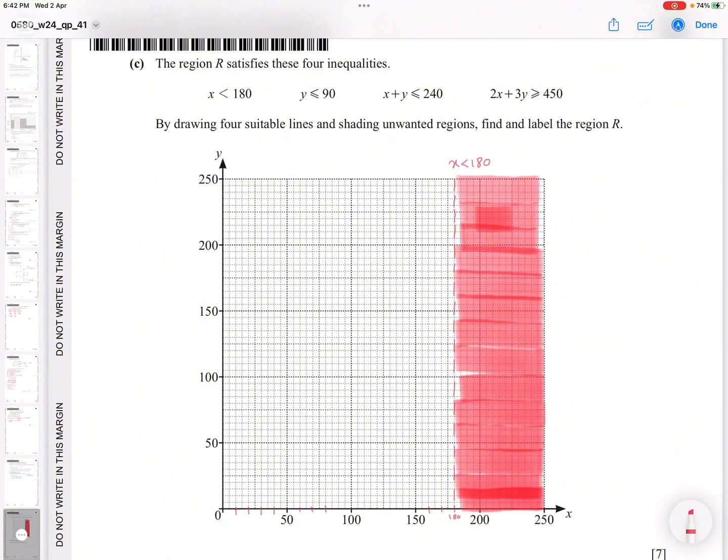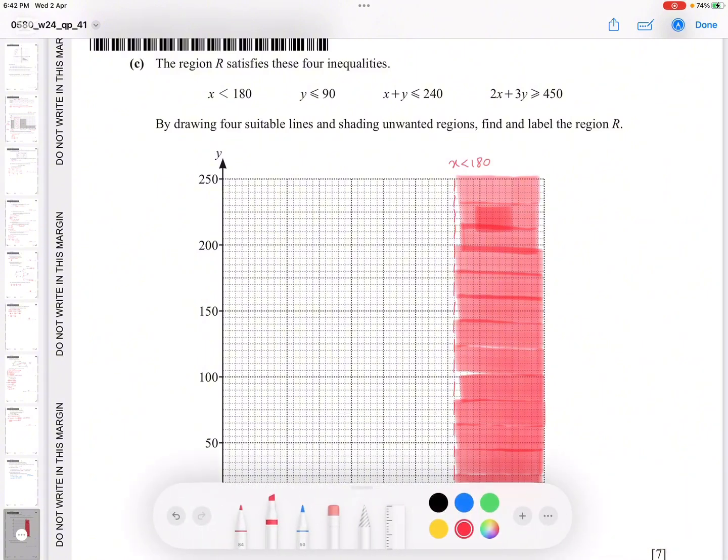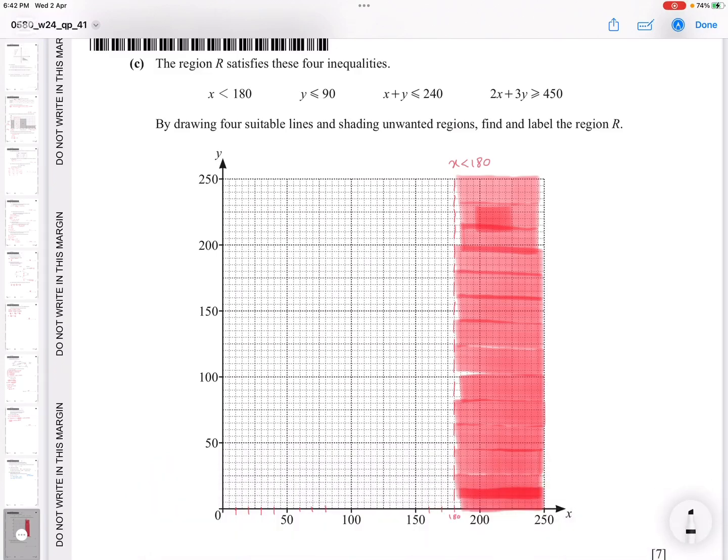So this is the unwanted region. Now let's do the next one. y is less than or equal to 90. On the y-axis, it is the same. Two small blocks represent 10. So we need just 90.